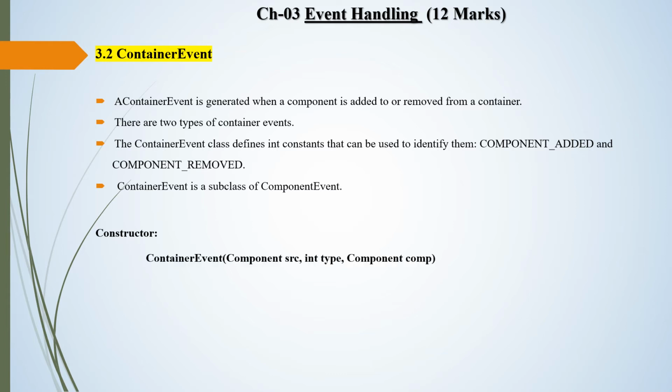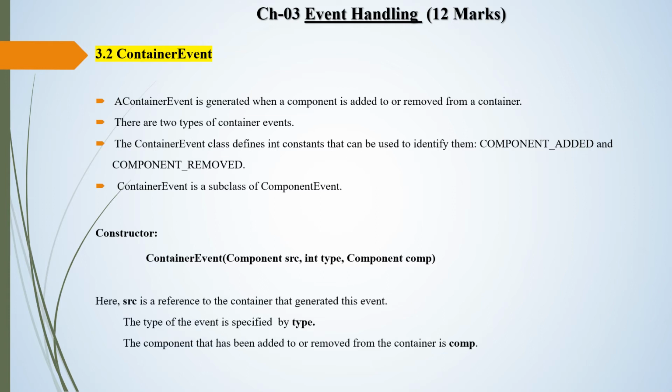Then we see the constructor of the container event class, which has three parameters. First one is component source, second one is integer type, and third one is component object. So we see the description of the parameters. First, source is the reference to the container that generates this event. So in the first parameter we define the container object which generates the event. If we use a frame, that time we pass the object of the frame.